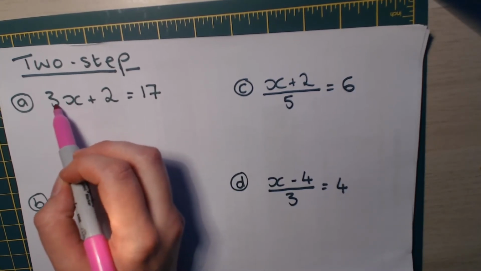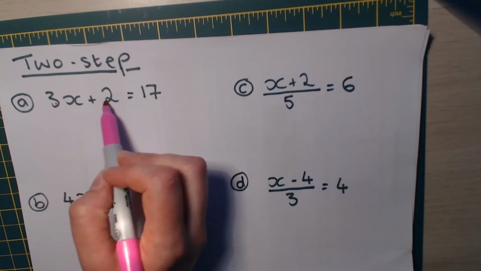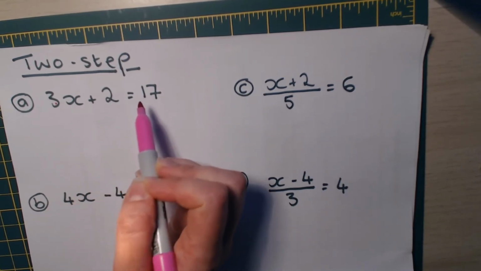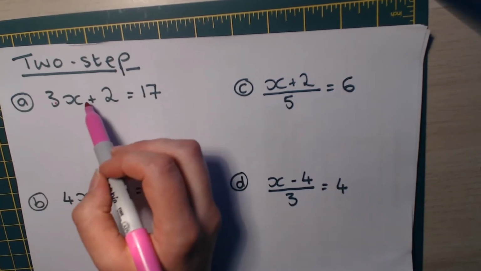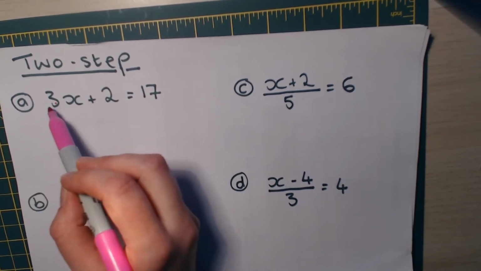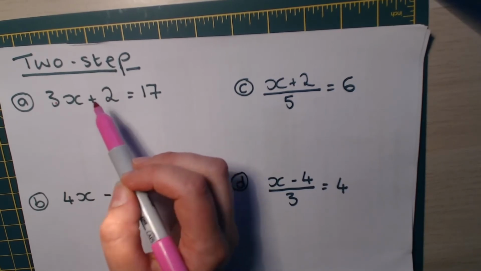The first thing that's happening to the x here is it's been multiplied by 3. And then we're adding 2 to get 17. So we go the other way, okay? We have to undo all of that. So if the x is multiplied by 3, then we add 2. The first thing we undo is the add 2.